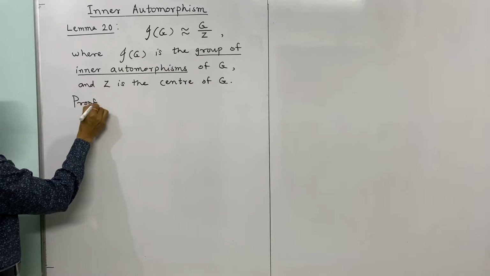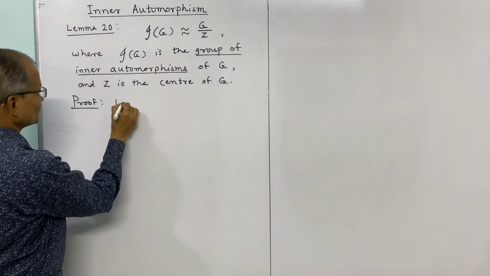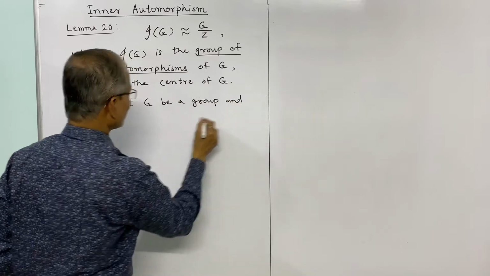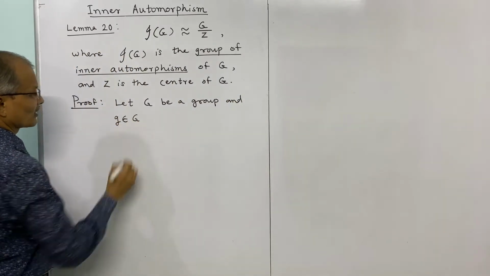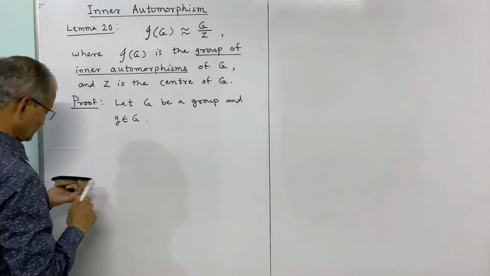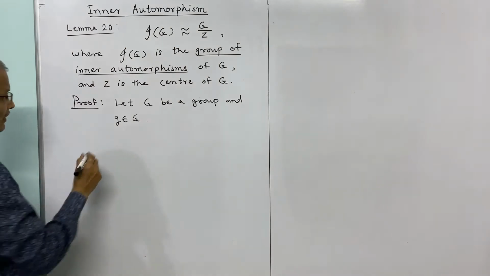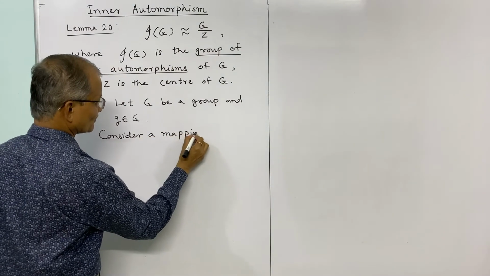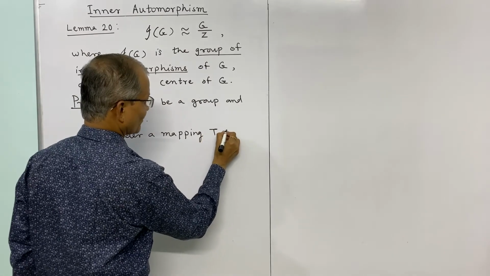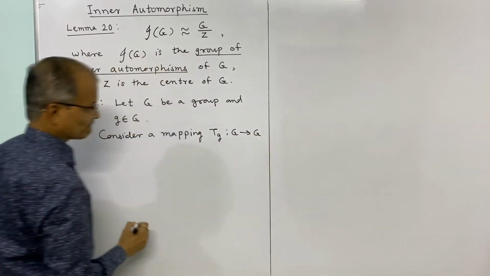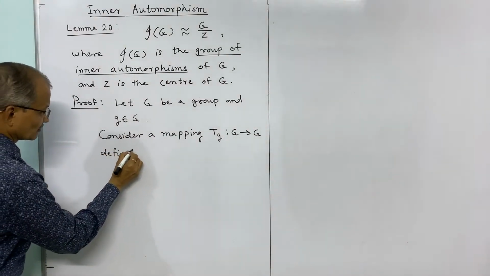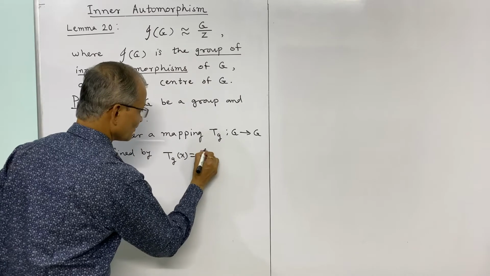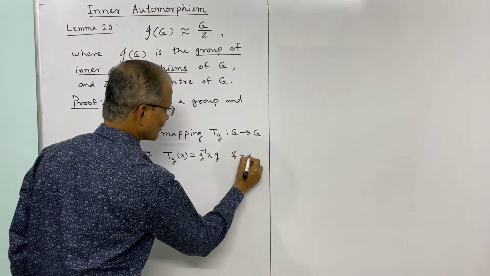We start the proof by taking G a group. Let G be a group, and we take an element in G as small g, g belongs to G. We define, consider a mapping Tg from G to G, defined by Tg of x is equal to g inverse x g for all x belongs to G.